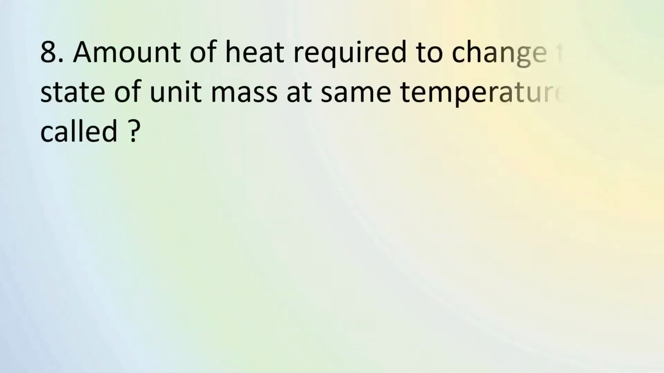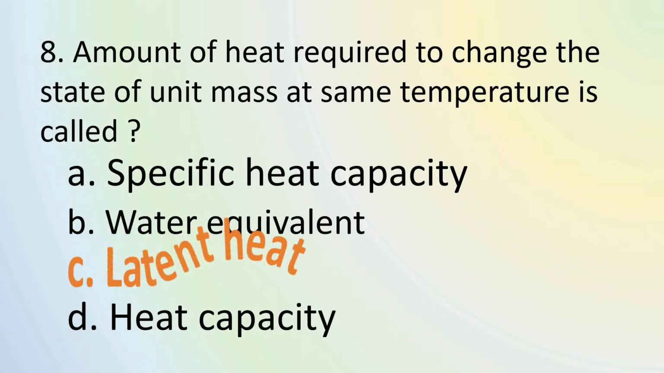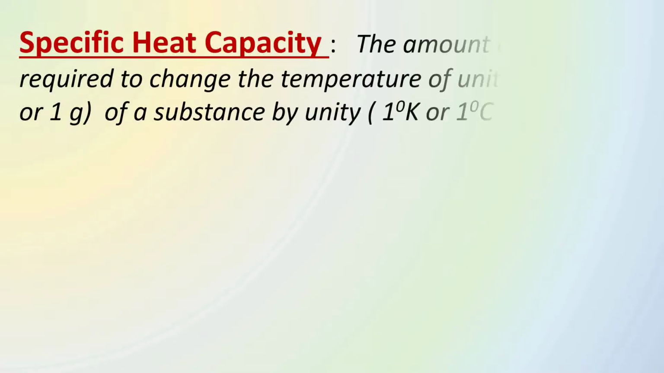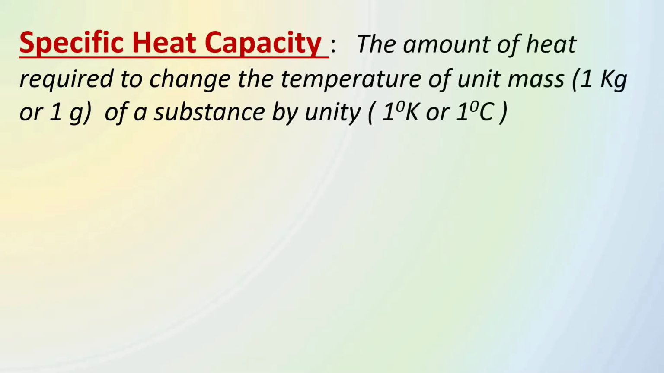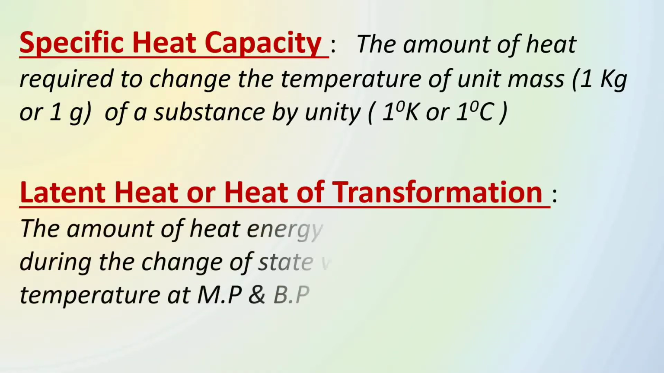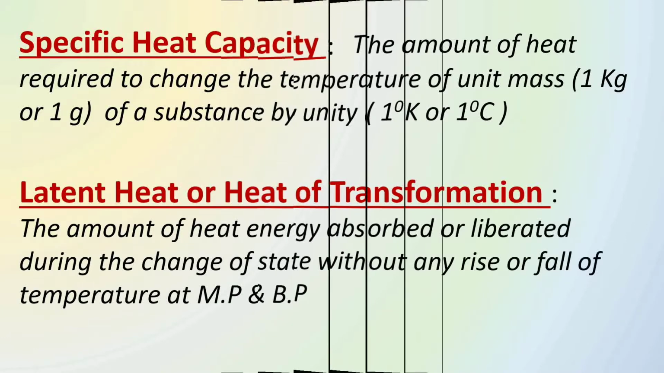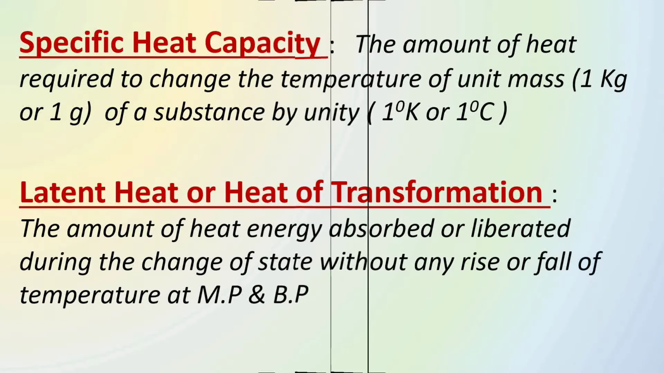The amount of heat energy required to change the state of a unit mass at the same temperature is called latent heat. Let's understand what specific heat capacity, water equivalent, and heat capacity mean. Specific heat capacity refers to the amount of heat energy required to raise the temperature of a unit mass of a substance by unity, whereas latent heat or heat of transformation is the amount of heat energy absorbed or liberated during the change of a state without any rise or fall of temperature at melting point and boiling point.